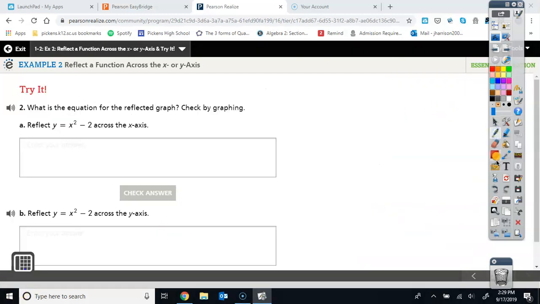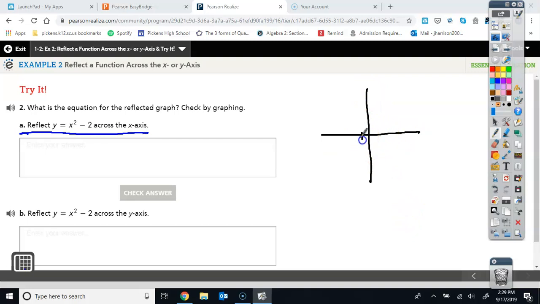All right, so let's do a quick little check of our understanding. Reflect this graph across the x-axis. You may want to pause the video and try it on your own real quick, but then I will put the answer over here.